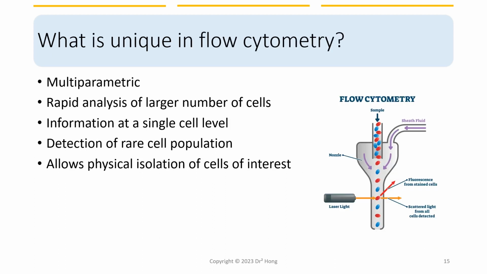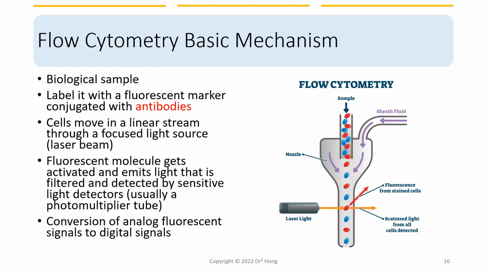What is so unique in flow cytometry that makes it so popular in aiding diagnostics? Because it can provide multiple readouts for a large number of cells in a very short time. The beauty is that the readout provides information at a single cell level, so it can detect very rare cell populations in a given sample. When flow cytometry is coupled with a cell sorting device, it allows the physical isolation of rare cells that may be of interest. The basic mechanism of flow cytometry is that it can read live biological samples.